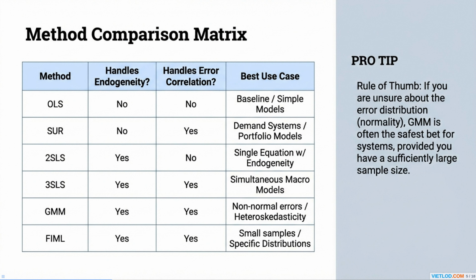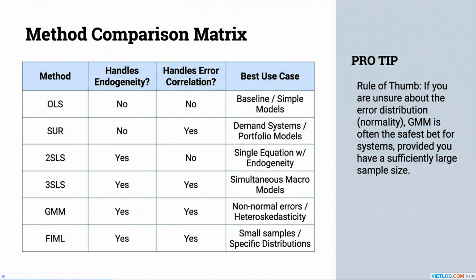GMM and FIML are the most advanced. They both handle endogeneity and error correlation. GMM is robust to heteroscedasticity and non-normality, while FIML is efficient for small samples but requires specific distributional assumptions. If you're building a large macro model of an economy where inflation, unemployment, and interest rates all affect each other, 3SLS would be a strong candidate because it tackles both the simultaneity, endogeneity, and the correlated shocks across markets.